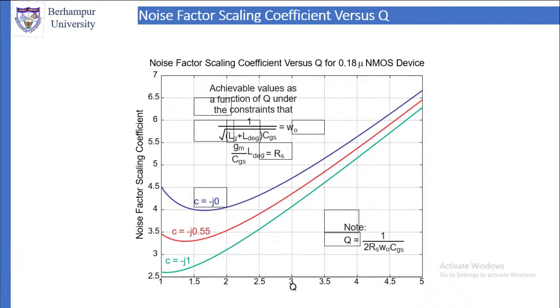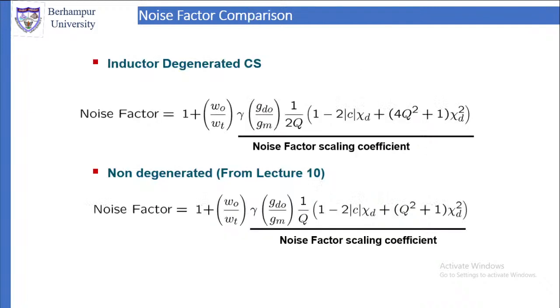C is equal to minus 1 again gives the lowest noise factor scaling coefficient. So from this, what you can conclude is, as the C value increases, the noise factor scaling coefficient decreases. Similarly, Q also decreases, so for lower Q you get this value. As Q increases, the noise factor scaling coefficient increases. These are the two conclusions that come from this topic.